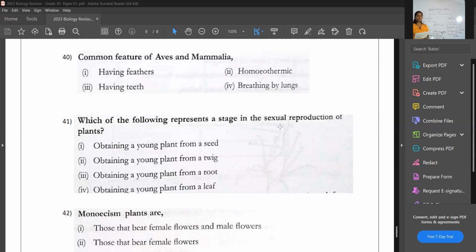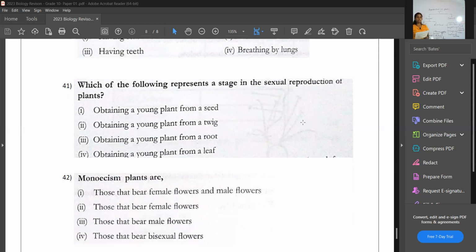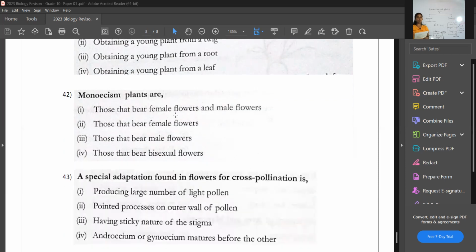41. Which of the following represent a stage in the sexual reproduction of plants? Sexual reproduction, obtaining a young plant from a seed. Sexual reproduction means getting new plants by the seeds, right? So the first answer.